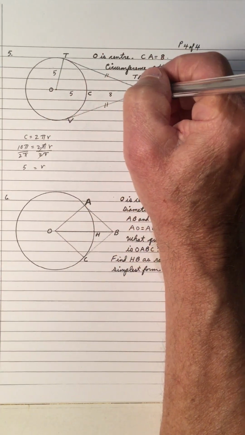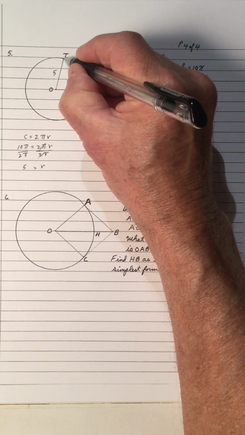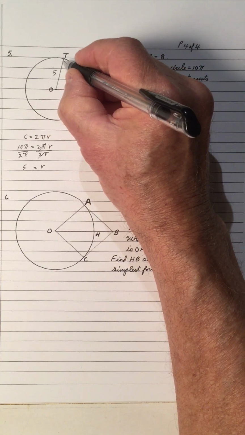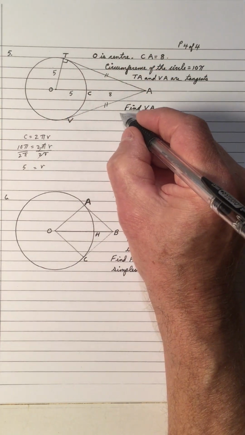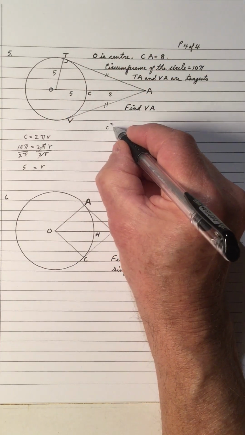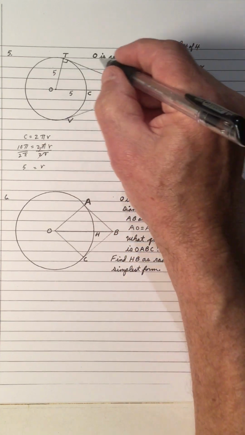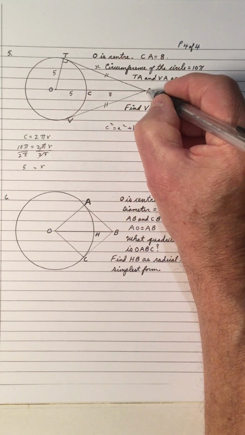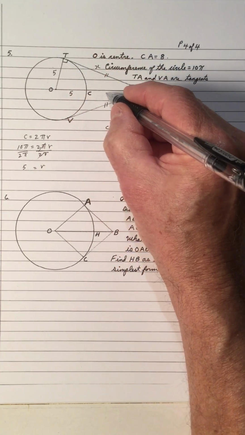So we have a right triangle. Reason: this is a tangent, point of tangency is T. So OT is perpendicular, so that's a 90-degree angle. So we have a right triangle. So c squared is a squared plus b squared. So let's call this x. AT is x. The hypotenuse is opposite the right angle.